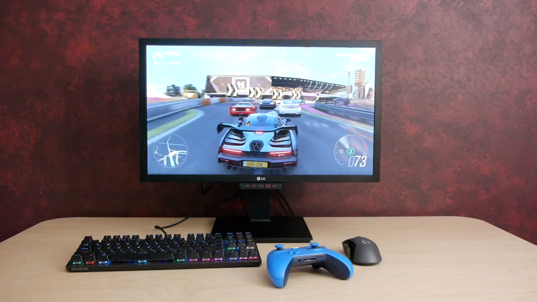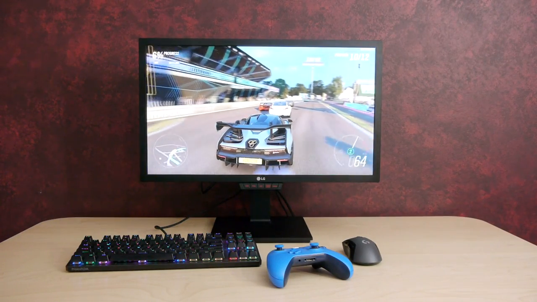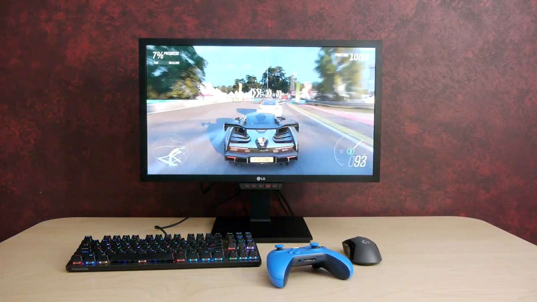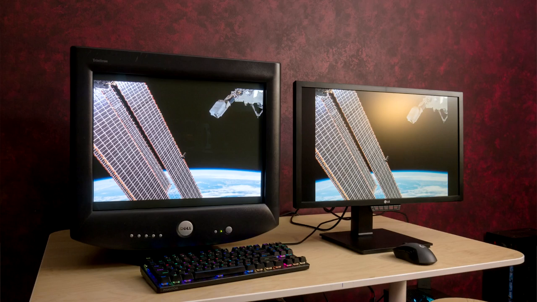So consider this more of a review template, where I'll discuss how I measure, what those measurements mean, and since I'm a huge CRT guy, I'll give plenty of comparisons with a CRT that was manufactured in 2002.